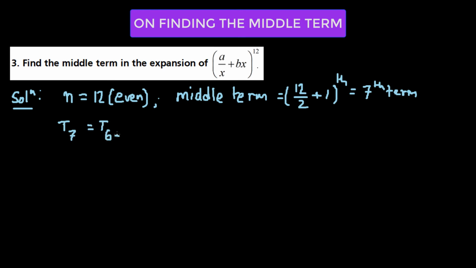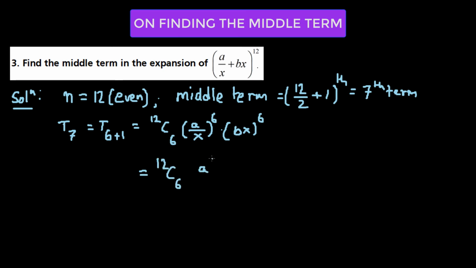t6 plus 1, which is equal to 12c6, the first term, a over x, raised to the power of 12 minus 6, which is 6, times bx raised to the power of 6, which gives us 12c6 a raised to the power of 6 over x raised to the power of 6 times b raised to the power of 6 times x raised to the power of 6. So here we see that x raised to the power of 6 is common to both the numerator and denominator, so we can factor them out, leaving behind 1.